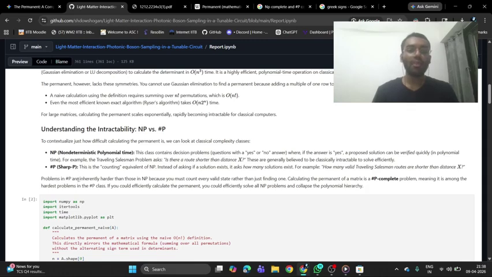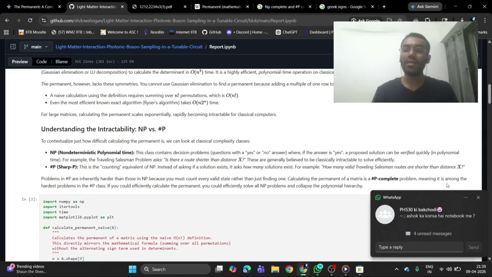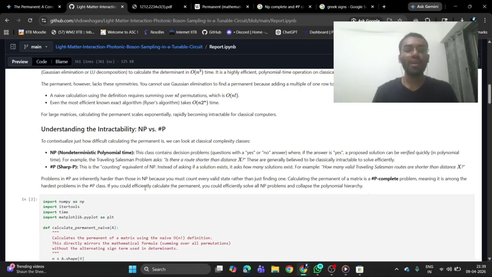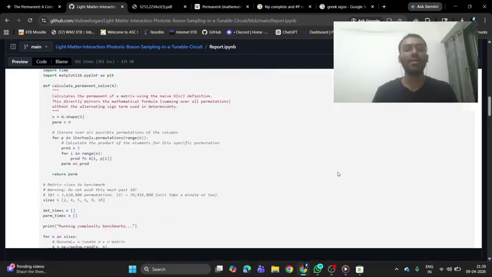Problems in #P are inherently harder than those in NP because you must count every valid state rather than just finding one. Calculating the permanent of a matrix is a #P problem, meaning it is among the hardest problems in the #P class. If you could efficiently calculate the permanent, you could efficiently solve all the NP problems and collapse the polynomial hierarchy.